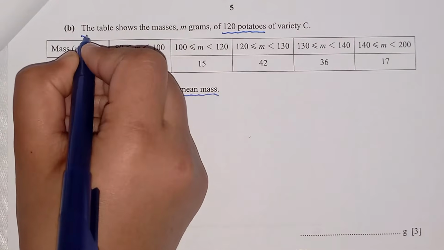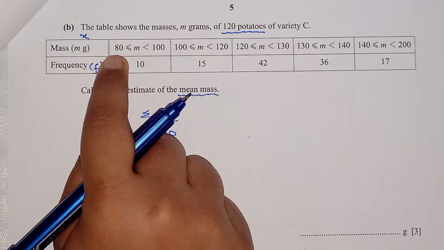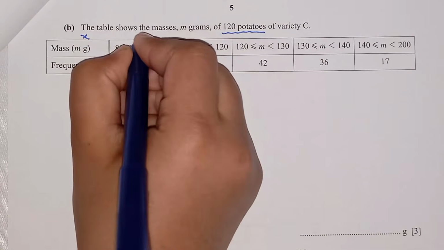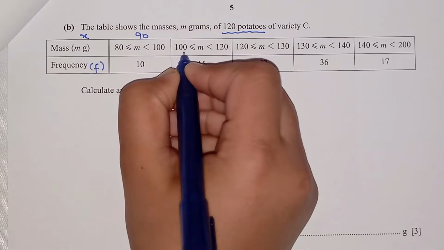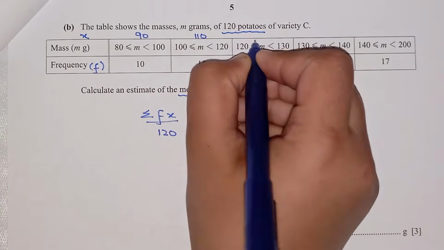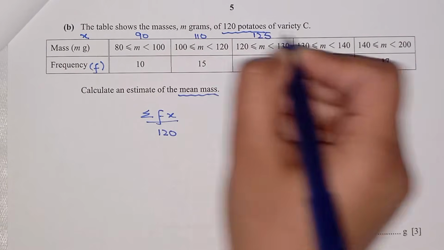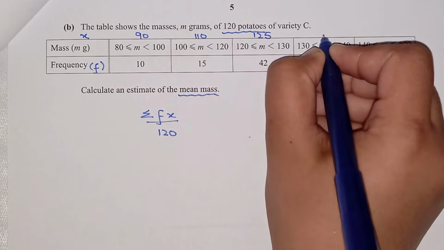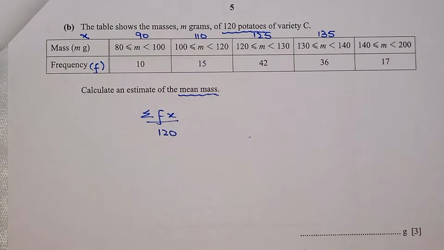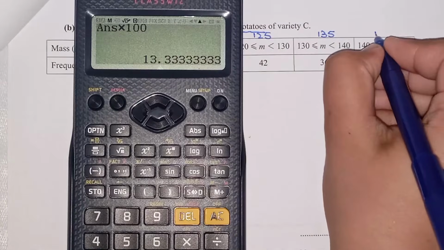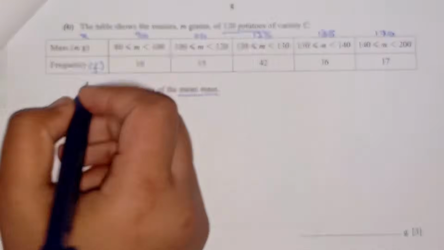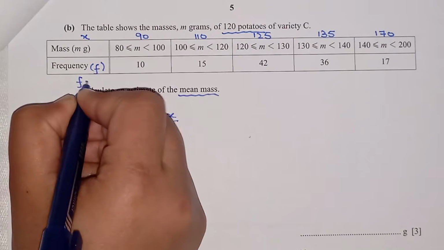Let me make the midpoints over here. So what is the midpoint of 80 and 100? That would be 90. The midpoint of 100 and 120 is 110. The midpoint of 120 and 130 is 125. The midpoint of 130 and 140 is 135. And the midpoint of 140 and 200 would be 170. Right. Now we need to find fx, the product of the midpoint and the frequency.